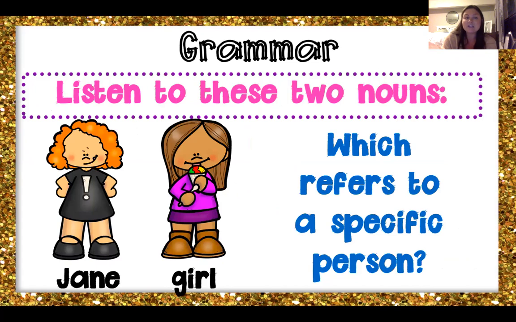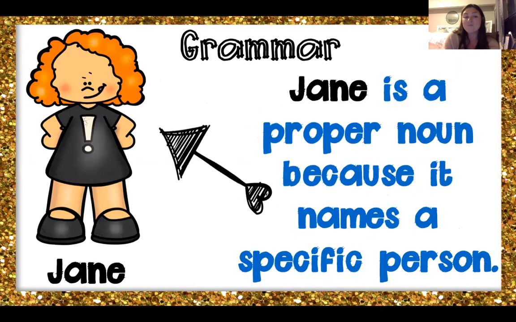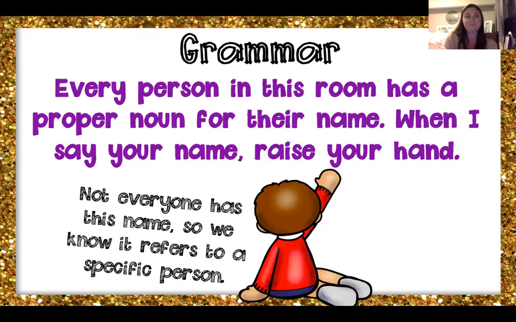Listen to these two nouns, and I want you to think about which one refers to a specific person. We have Jane and we have girl. Jane or girl, which refers to a specific person? It's Jane. Jane is a proper noun because it names a specific person. That's the girl we're talking about, Jane.